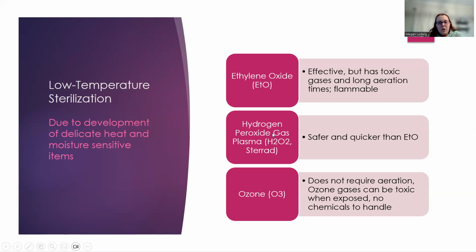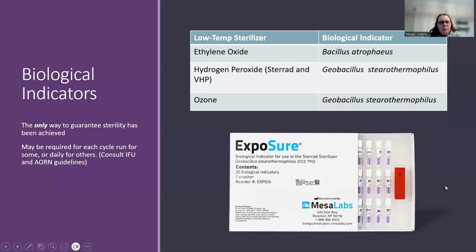Even this one, hydrogen peroxide gas plasma, or H2O2 if you're into the chemical name of it. The commercial name for this sterilizer is Sterad, okay? Not Steris, the Sterad, okay? Slightly quicker than ETO, good for scopes. And then ozone doesn't require aeration, but ozone gases also can be toxic. So it's just not as common anymore.